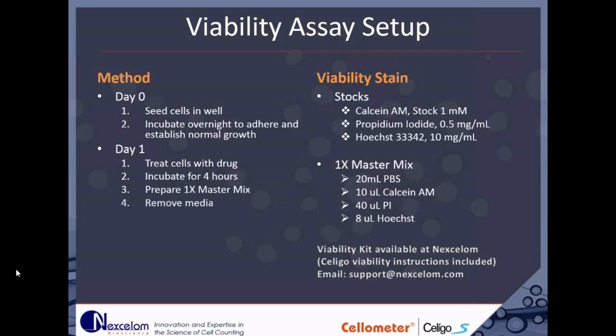After you've prepared your master mix, you're going to remove the media and then stain your cells with this viability dye by adding 200 microliters of this master mix. Then you'll incubate your cells for 30 minutes, and then you'll image your plate on the Celigo.